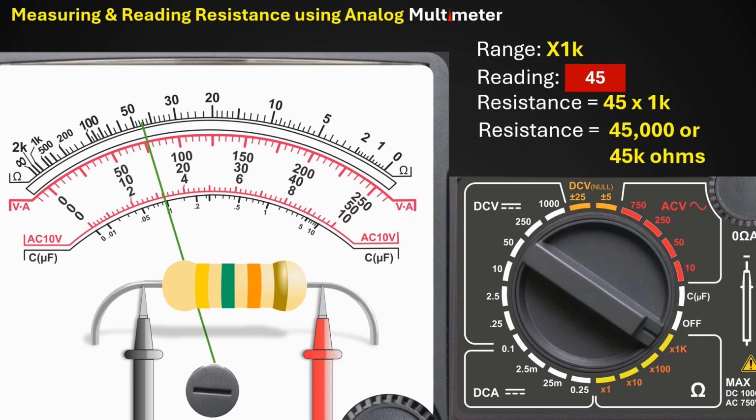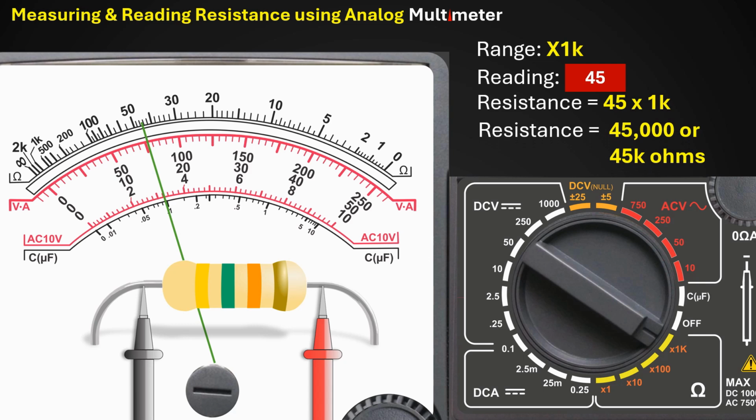Great job following along with this lesson on measuring and reading resistance using an analog multimeter. By now, you should feel more confident in your ability to set the range selector, connect the probes, and accurately read the resistance values on the scale. We walked through the step-by-step process, from understanding how to interpret the needle's position to calculating the resistance based on the selected range. We also practiced adjusting the range for more precise readings and even had some fun with a few reading challenges to reinforce what we've learned.